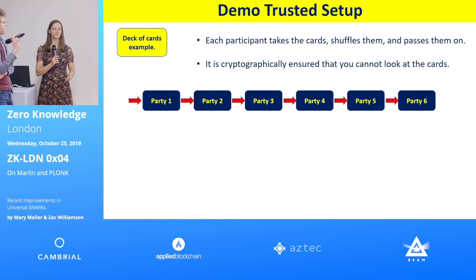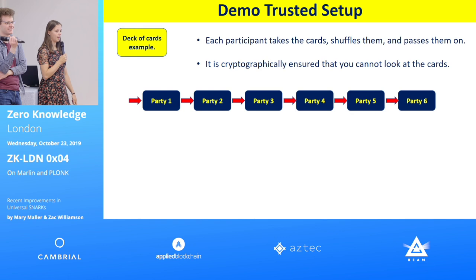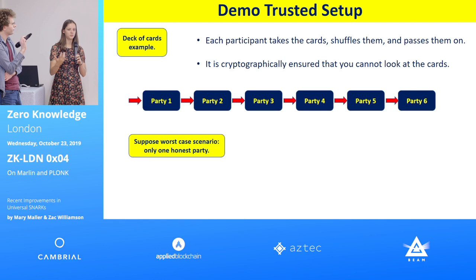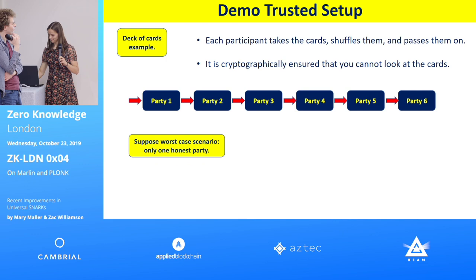So we're going to have 6 participants. Each of them is going to take the cards, shuffle them, then pass them along. You are not allowed to look at the cards, and this is something which, in the actual schemes, is cryptographically ensured. We're going to assume the worst case scenario, where you only have 1 honest participant. So me and Zach will be party 1 and party 2.